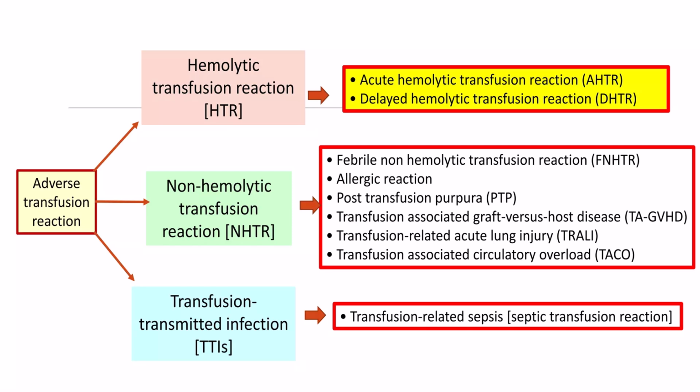Any reaction which comes in less than 24 hours is termed the acute reaction, whereas any reaction after 24 hours is said to be the delayed reaction. Non-hemolytic transfusion reactions can be further classified as FNHTR, allergic reaction, PTP, TA-GVHD, TRALI, and TACO.